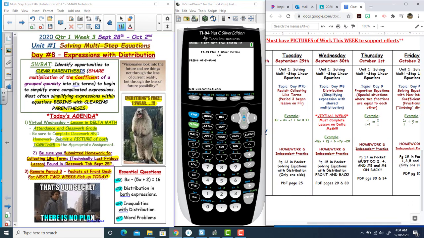So we are on Virtual Wednesday. We will be solving multi-step equations using distribution according to the topic. We will have to complete examples such as the one shown here. It is page 15 in the packet for homework, and you'll be required to do both front and back. It's pages 29 and 30 in the PDF for the homework itself.